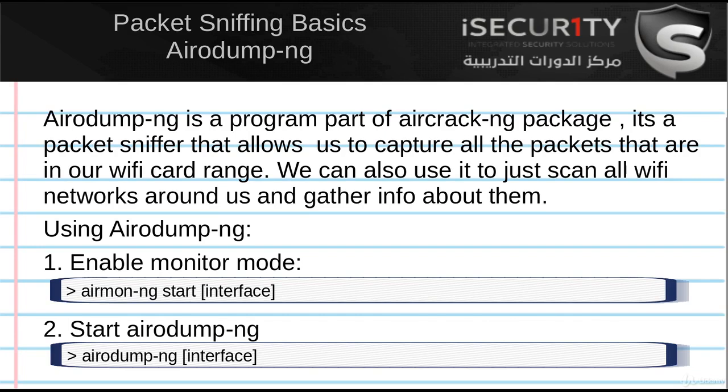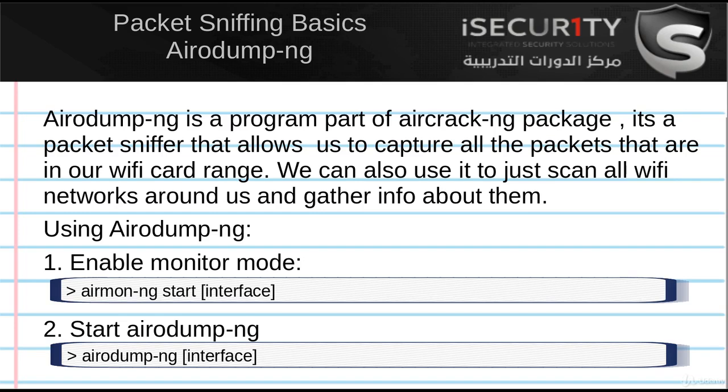So what tool are we gonna use? We're gonna use a tool called Airodump-ng. It's part of the Aircrack-ng suite. It's a packet sniffer, which allows us to capture all the packets around us. We can run it against all the networks around us, so we'll collect any packets that are within our Wi-Fi range, or we can run it against a certain AP or access point, so we'll only be collecting packets that are coming from a certain Wi-Fi network.